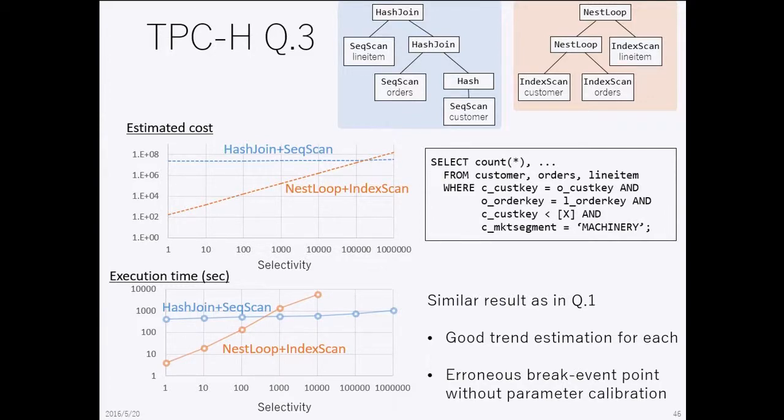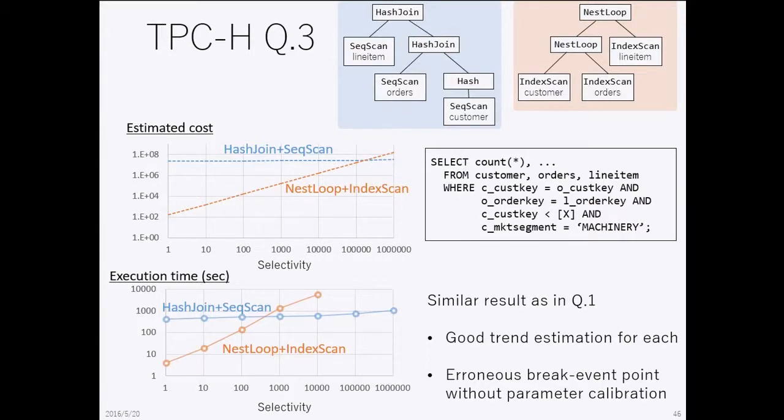Could you speak more loudly? How do you handle the issues concerning the bind variables generating different times? Sorry? Bind variables. Oh, sorry, I can't catch your question. Maybe we can take it offline. Okay, sorry.